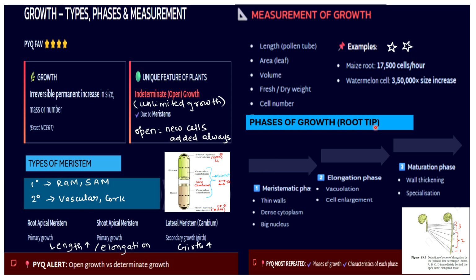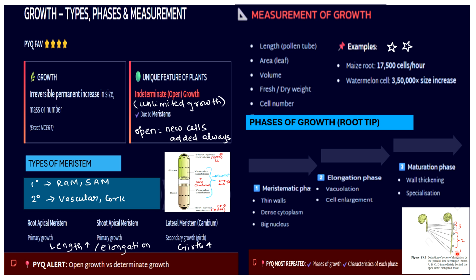Next, come to phases of growth. If you remember this diagram, in the bottom part we have the meristematic phase, which is characterized by thin walls, dense cytoplasm, and a big nucleus. These characteristics are important. Thin walls help in division, and a big nucleus because dividing cells have a big nucleus. Dense cytoplasm because actively dividing cells need more nutrients.